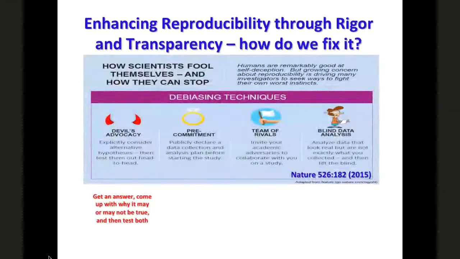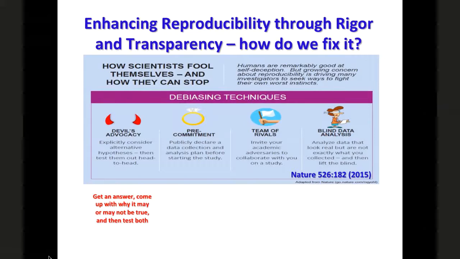All right. So how do we fix this? And I'm almost done here, actually. How do we fix it? How do you stop from fooling yourself? How do you try not to bias your data? Play devil's advocate. Explicitly consider alternate hypotheses and then test them head to head. So you get an answer, you can come up with why it may or may not be true, and then you test both of those. This protein is up, okay? It's up because it needs to be up, or it's up because it doesn't need to be up. All right, test them both. Figure out why. What's the impact?